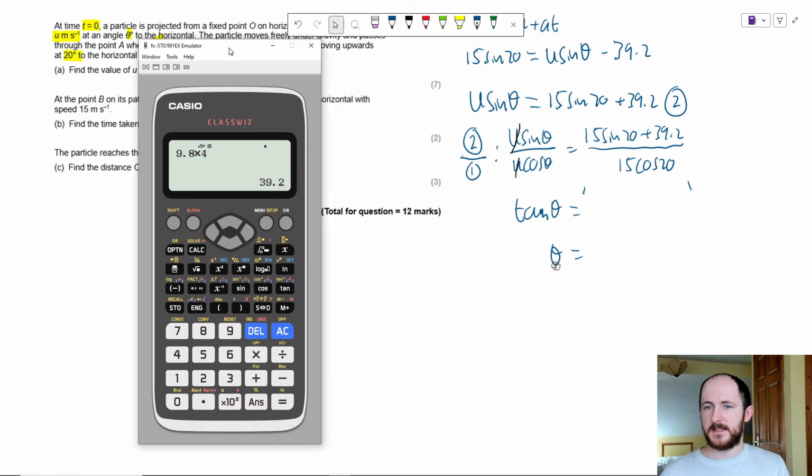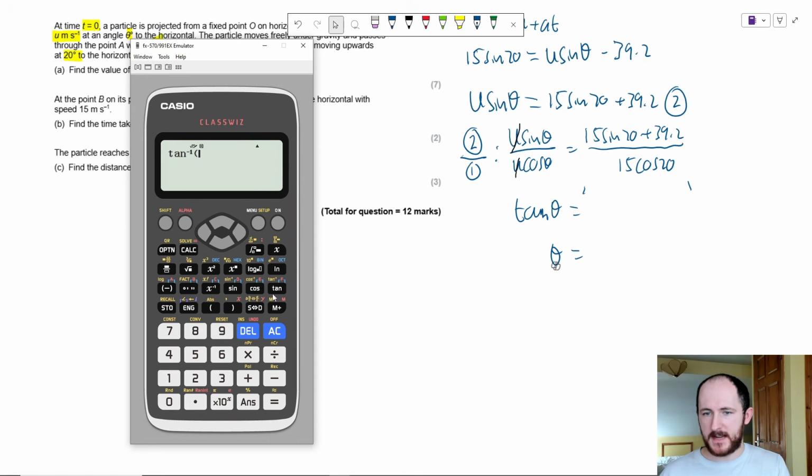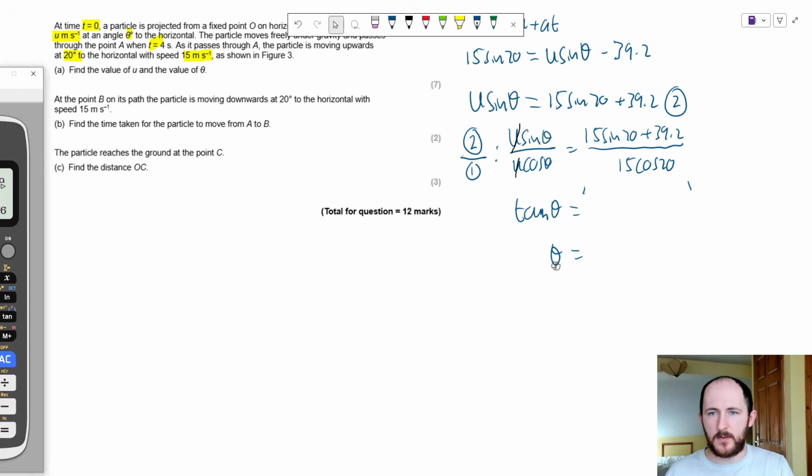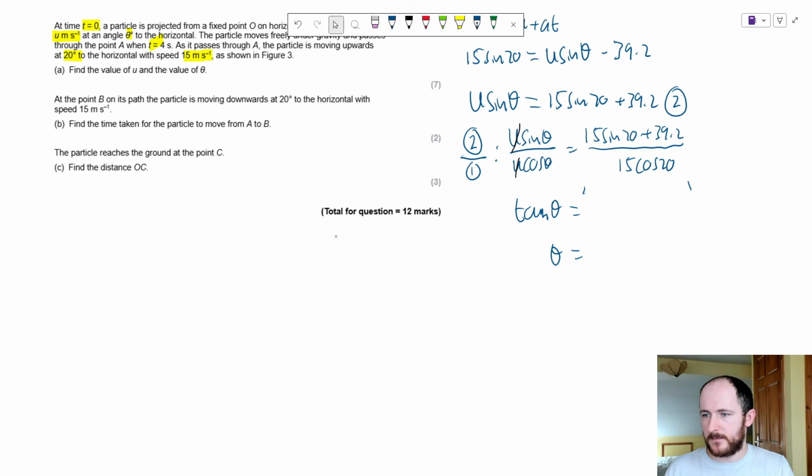Very good. So inverse tan, and let's do it. So we have 15 sine 20, close those brackets, plus 39.2 all over 15 cos 20. Let's close those brackets, close that one, and we get 72.36. Let's call it 72.4 to 3SF. That's one of our solutions, but it also wants us to work out u.